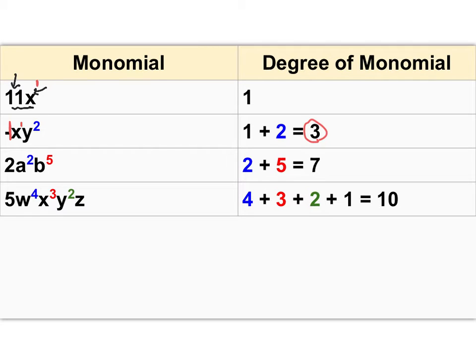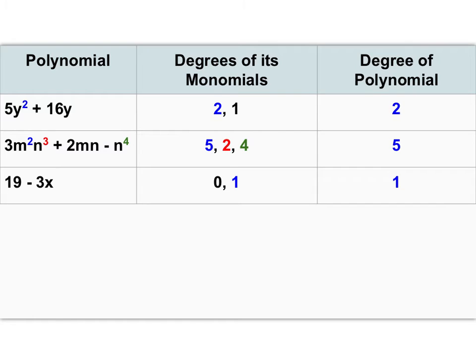So again, on the next one down, 2 is our coefficient. We have 2 variables. You add the powers all together, and you get 7. So on the fourth one, 5 is our coefficient. We have 4 variables that get added all together, and they add up to 10. This is a 10th degree monomial. And we change those things when it gets to polynomials. All right, and let's look at some polynomials.